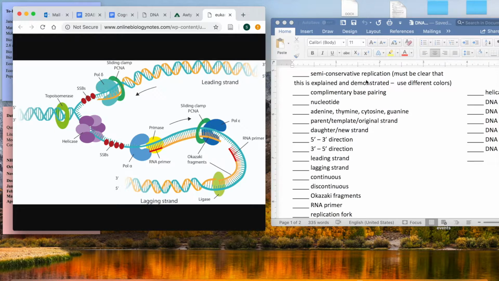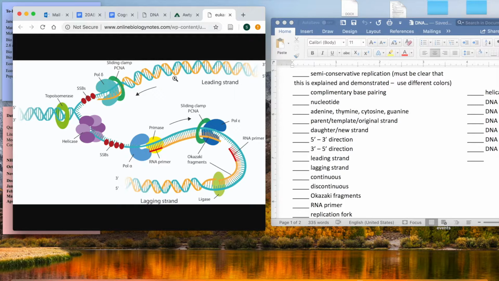Just to go over semi-conservative replication once, what that basically means is that whenever DNA is replicated, at least one of the strands is original, so it's from the parent strand. As we can see here, that would be the blue one, and the new strand would be the orange one. So semi-conservative replication basically means that one of the strands has to be new, the one that's synthesized through DNA polymerase 3.